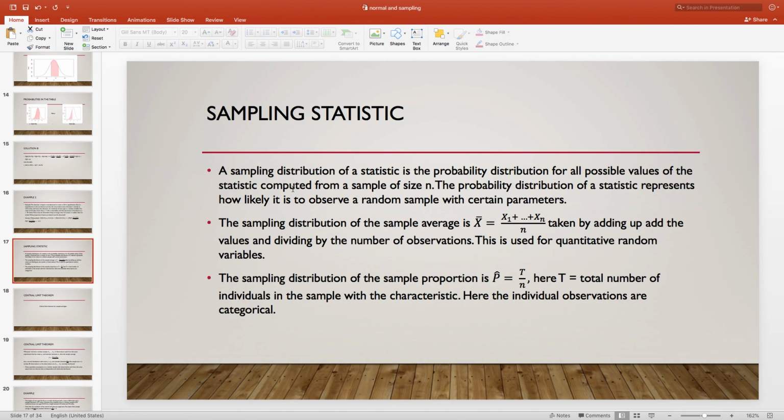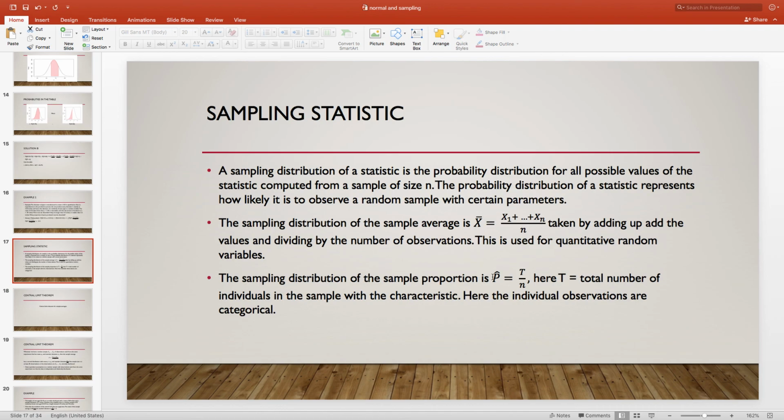So there are two sampling statistics that we deal with. One is when the data is numerical, and that's just the sample average. Take all your data, add it up, divide by the number of data points. Okay, that happens to have a normal distribution. There's another sampling distribution, and that's the sample proportion. That's the total number of individuals that meet the characteristic divided by the total number of individuals in the sample, or total number of data points.